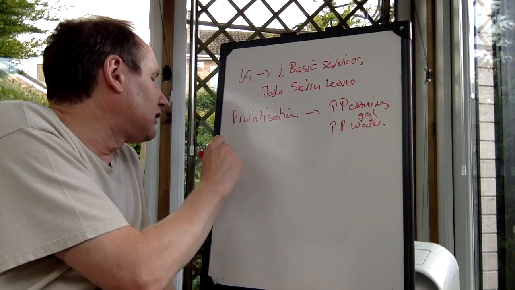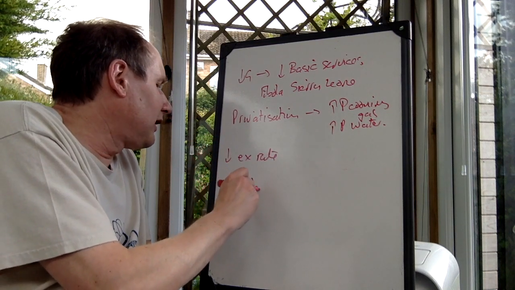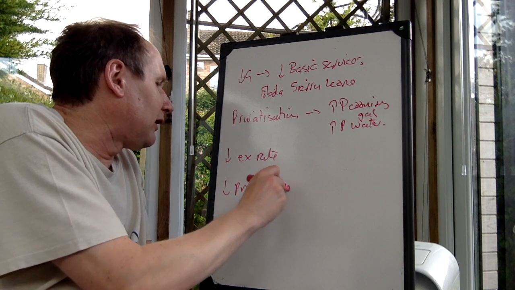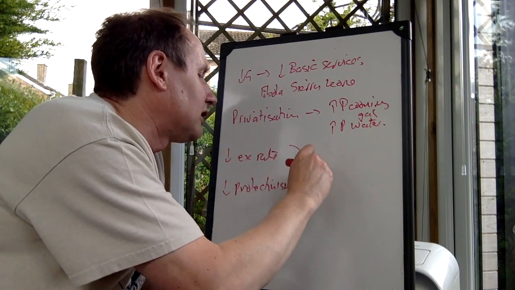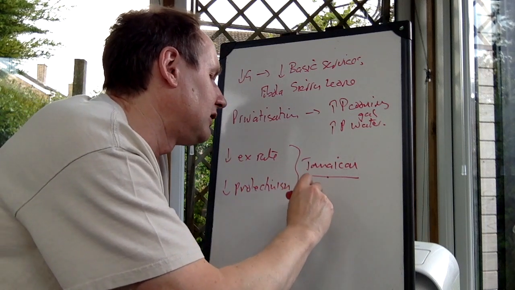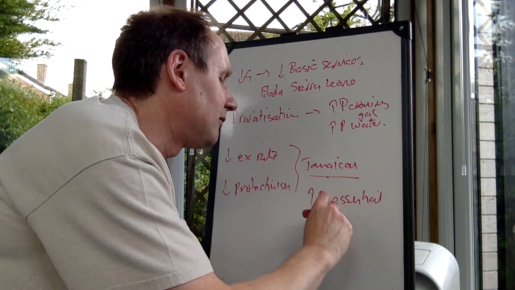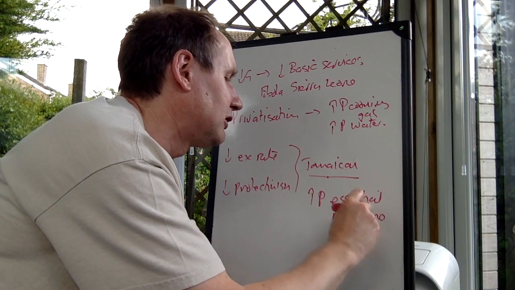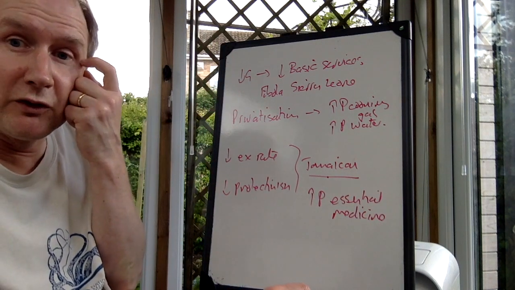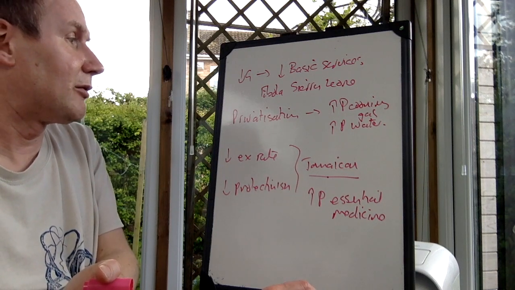When we look at FDI, we'll talk about that separately, but when we look at external liberalisation, if you decrease the exchange rate or you decrease protectionism, that leads us to the Jamaican experience, in which there was an increase in the price of their essential imports, like medicine. They were highly dependent on pharmaceuticals, many basic foodstuffs, educational supplies like books. So that damaged living standards.